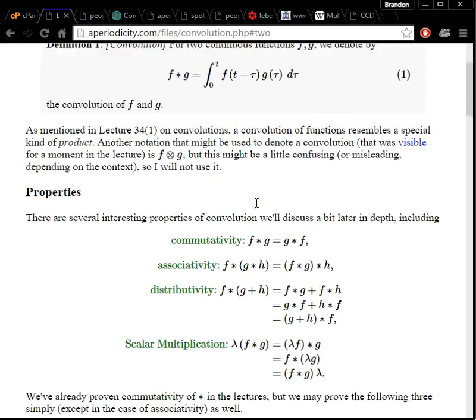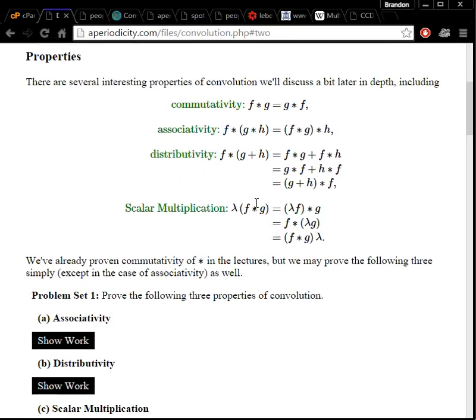And so there are various interesting properties of convolution, one of which we saw and proved in the lectures, which was commutativity, and that says that f convolved with g is equal to g convolved with f. And I've also written three others. I'm sure there are many others, but these were the three that rang for me.